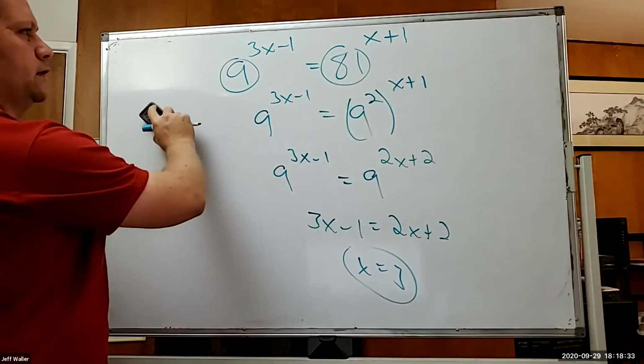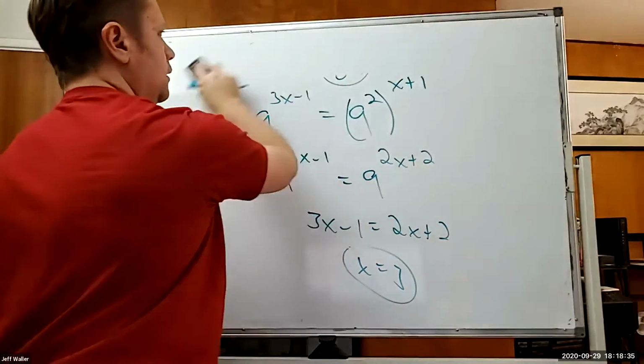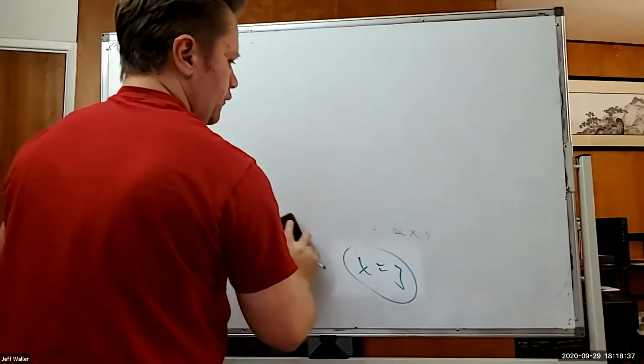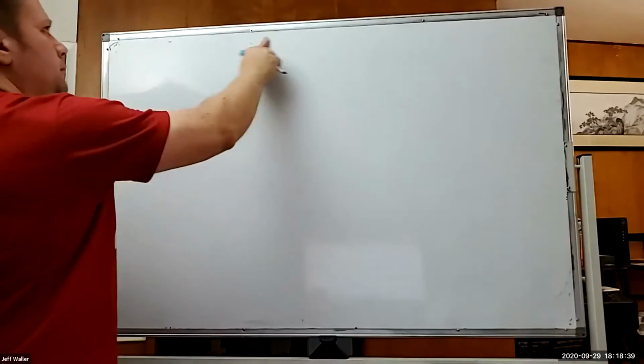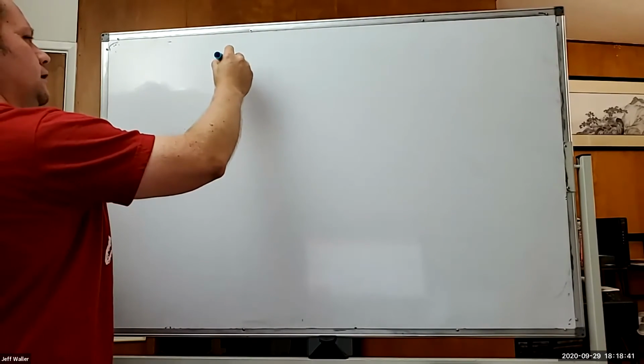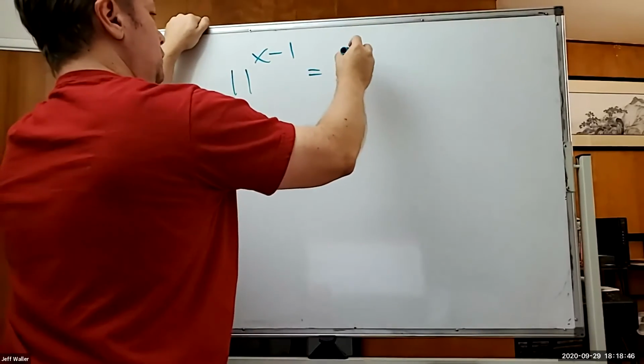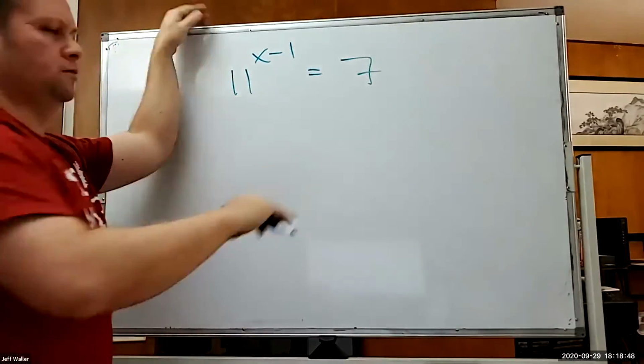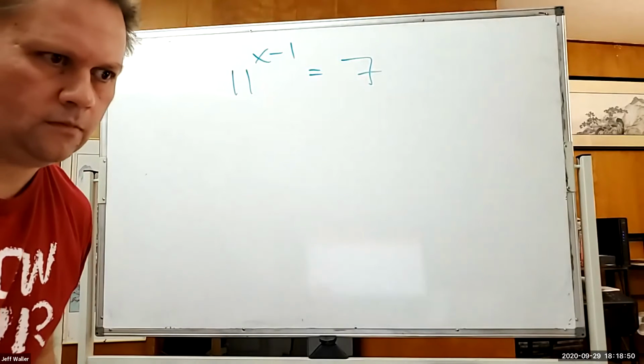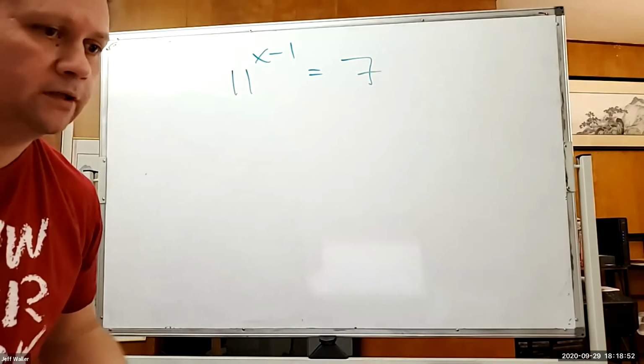All right, so I'm going to take this away. So what if I did have a problem like, let's start off nice. 11 to the x minus 1 equals, yeah, let's do it this way. Yeah, Jeff, calm down, dude. Are those good numbers?